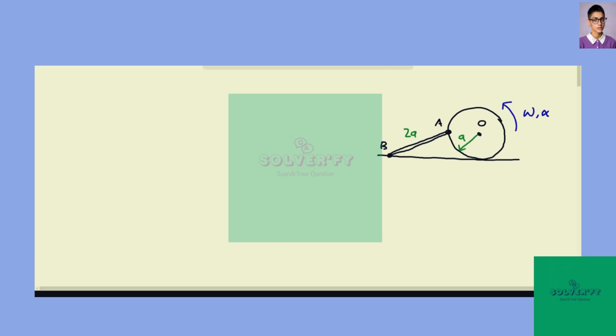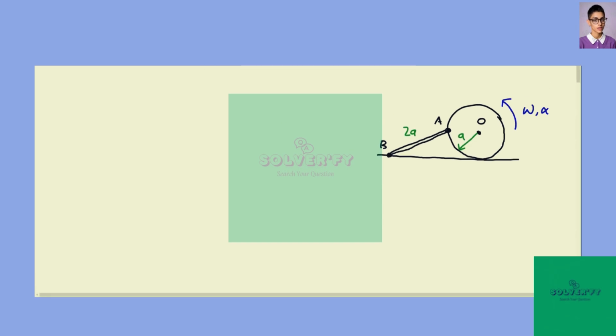In this question, we have a wheel that rolls without slipping and is turning counterclockwise with angular velocity omega and angular acceleration alpha. And then there's a rod AB connected in this manner. We need to determine the velocity and acceleration of point B on the rod at this instance.